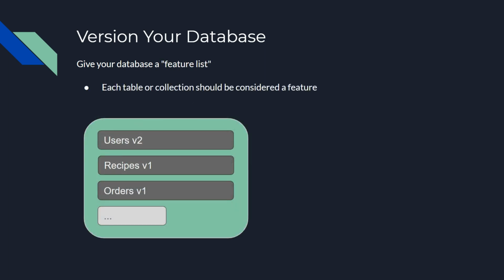This spec version should also include a feature list. So each table in your database is considered a feature, or if you're using Firebase, then each collection is considered a feature, etc., depending on your database. When your database clients are using a feature, they can check if it is supported by the database, and we will get to how this is done at the end of the video.